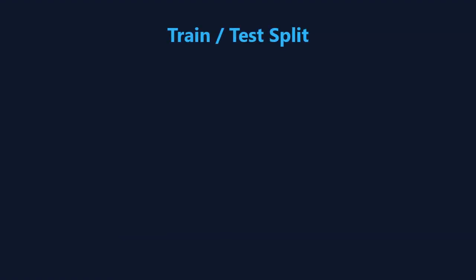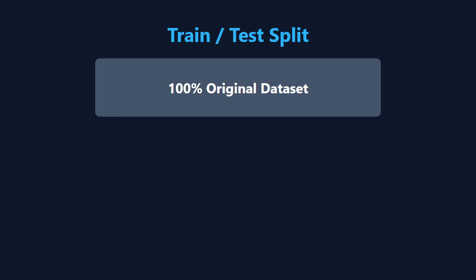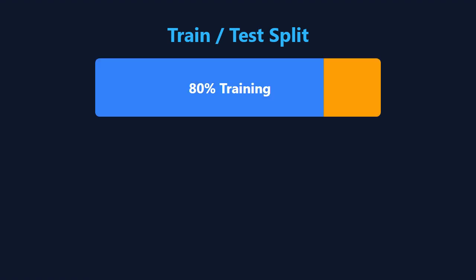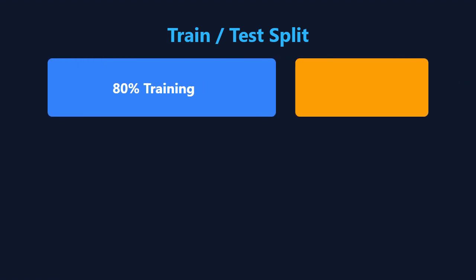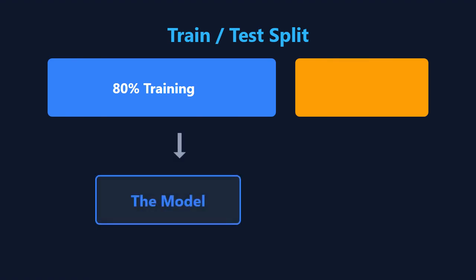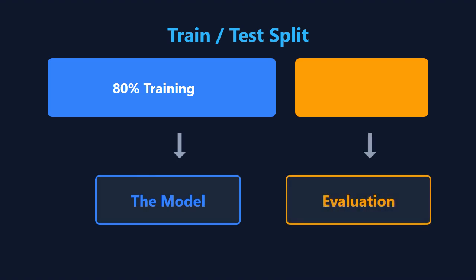We shouldn't evaluate the model only on the data it already saw. We divide a dataset. For example, 80% for training, 20% for testing. The tree learns from the training set. Then we evaluate it on unseen test data. This tells us whether the model can generalize.